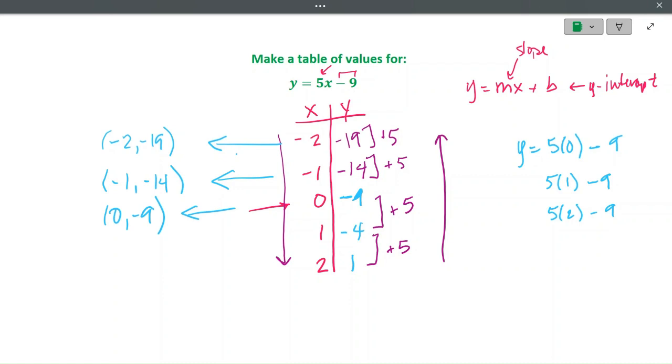And that is how you make a table of values for a linear function.